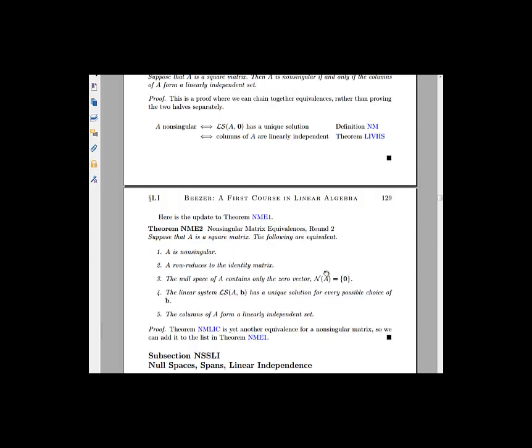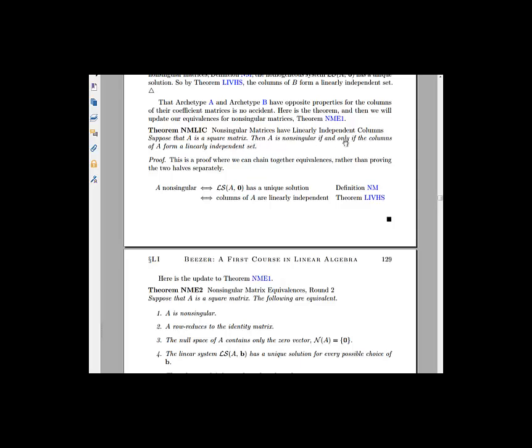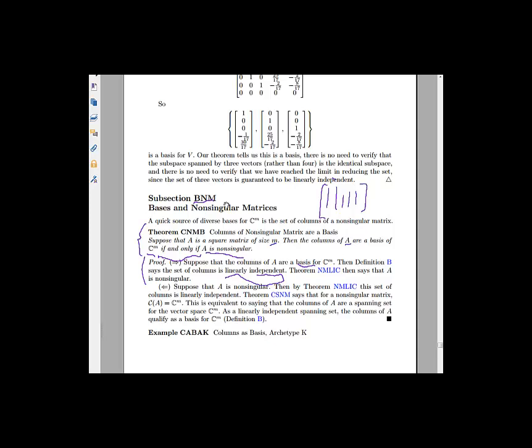Theorem NMLIC, which says A is non-singular if and only if the columns of A form a linearly independent set. That's true for a square matrix. All right, so we've gone the first way. We've shown that if the columns are a basis, then A is non-singular. Let's go the other way.